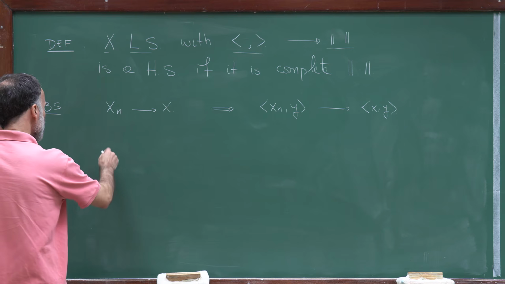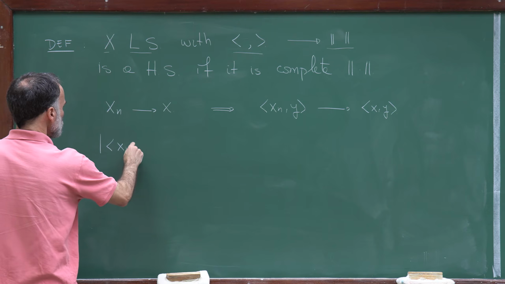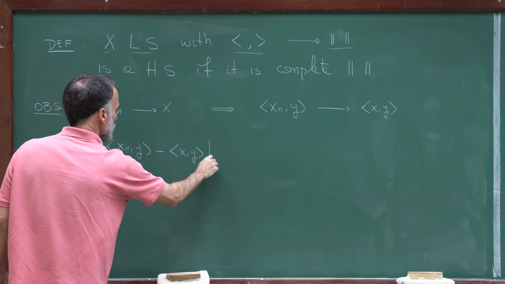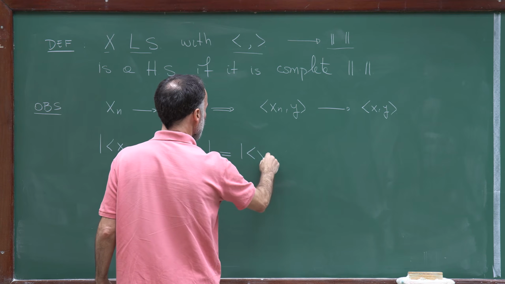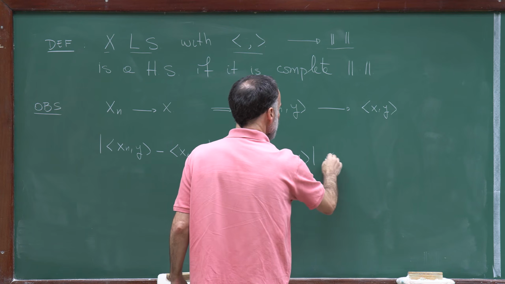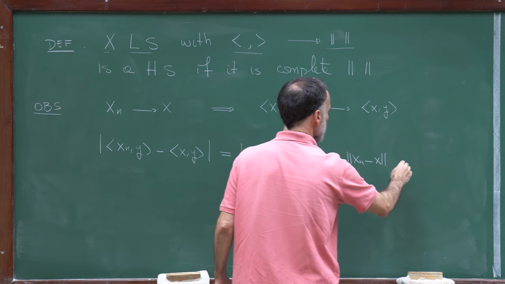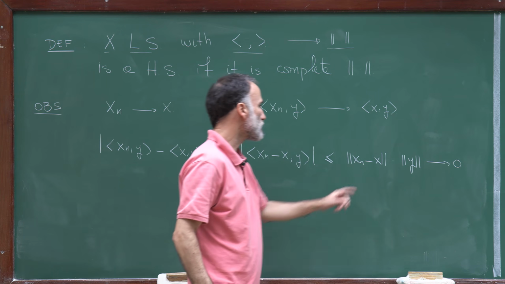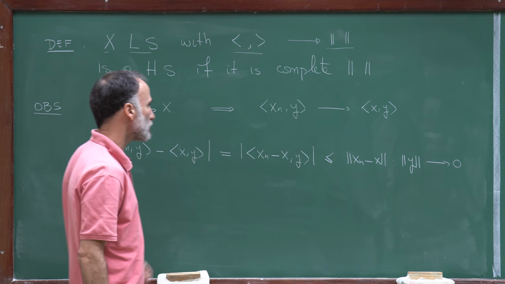And well, this is obvious, and this comes from Schwarz inequality, because if I take the difference of the scalar product of xn and y and that of x and y, by linearity, this is equal to the scalar product of xn minus x with y. And now if I use Schwarz inequality, this is bounded by the norm of xn minus x times the norm of y. And this converges to 0 because xn is converging to x. So the scalar product is continuous with respect to the topology.